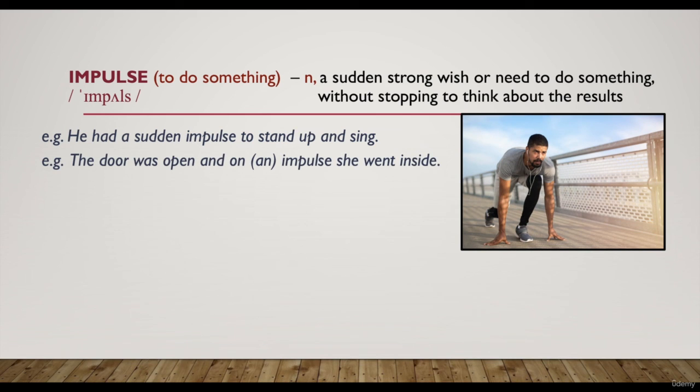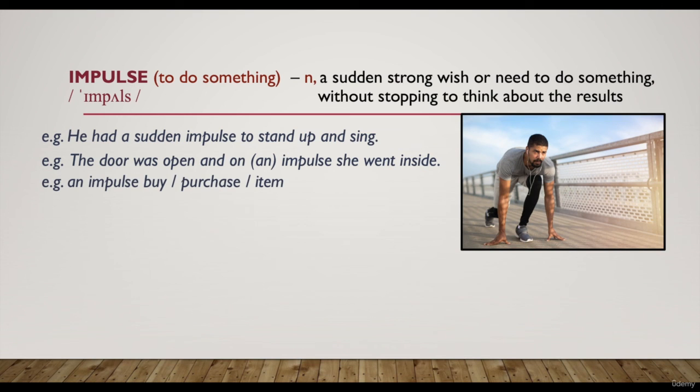The door was open, and on an impulse, she went inside. So this woman, from the sentence, she saw an open door and she had a desire, she had a strong wish to enter the room. So she went inside. She did it on an impulse. So when we do something without thinking, we do it on an impulse. Or you can say on impulse.